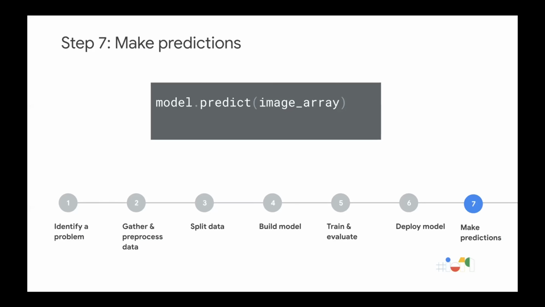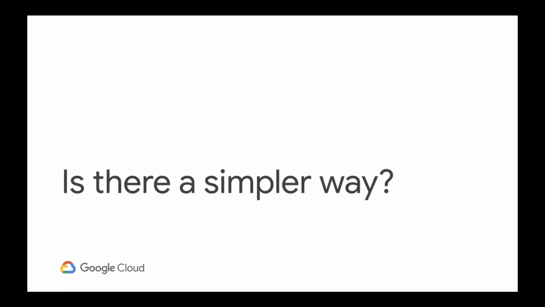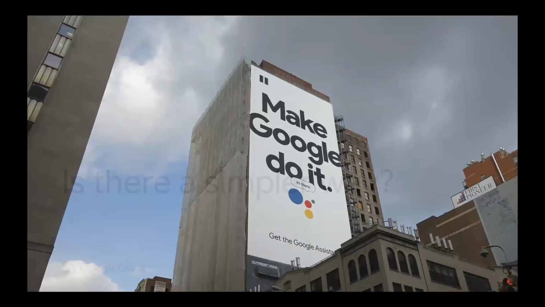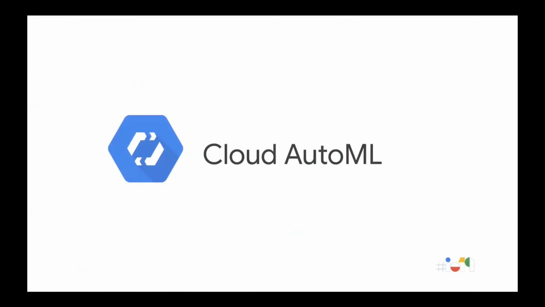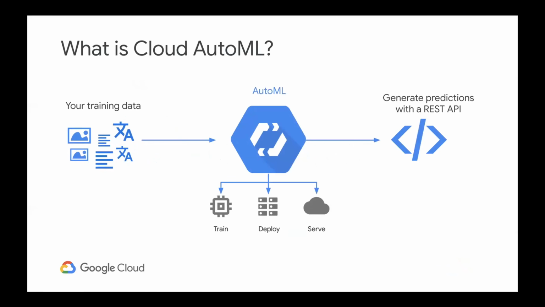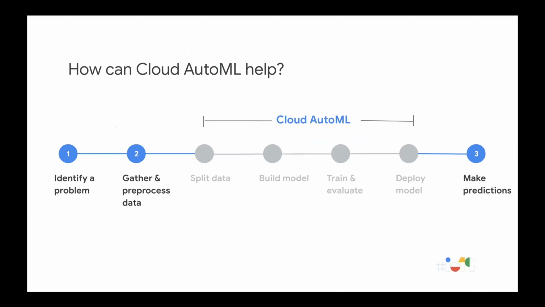So we'll now look at, with AutoML, is there a simpler way? How could we potentially automate some of those steps? So let's make Google do it for us. Cloud AutoML takes that training data and works with a few different steps of the process. For train, deploy, and serve, it can do that all for you and then generate predictions with the REST API. So the steps in the middle around splitting the data, building the model, training it, and deploying it are what's covered by AutoML. So you still need to gather the data and potentially pre-process it.